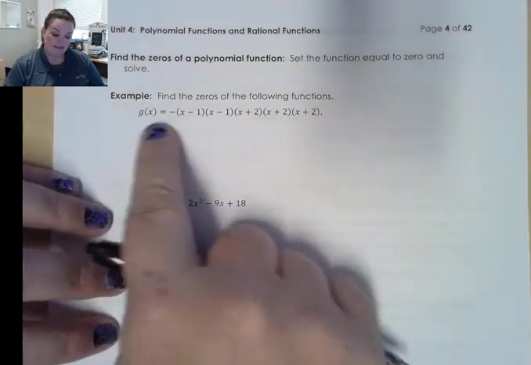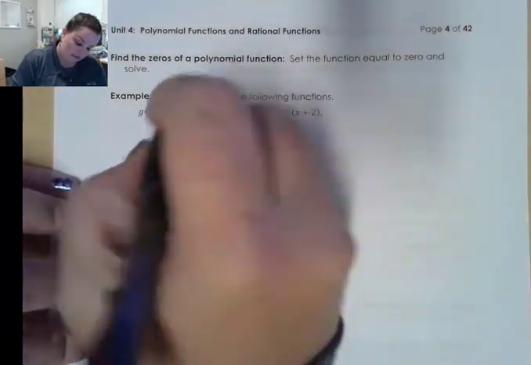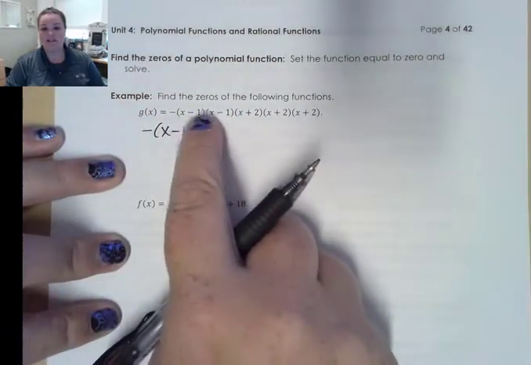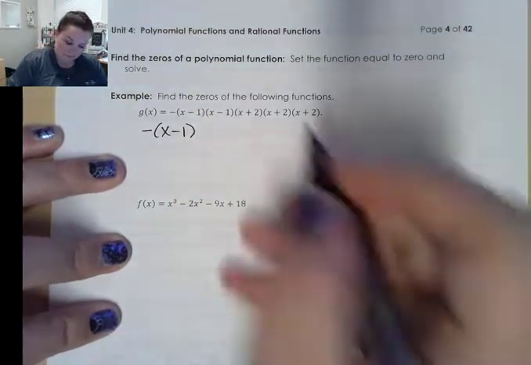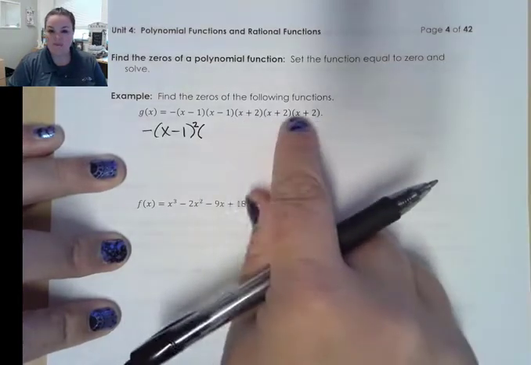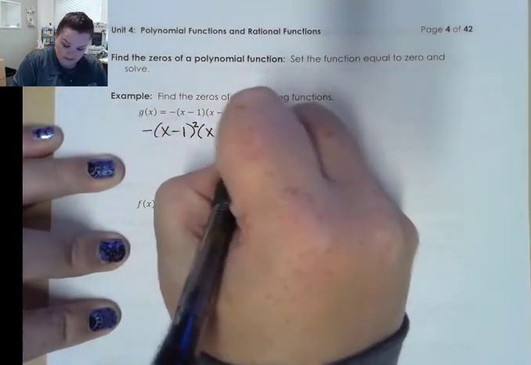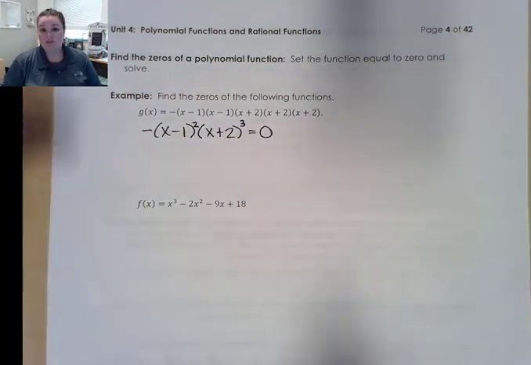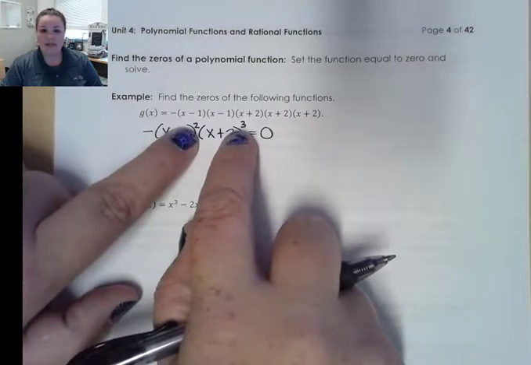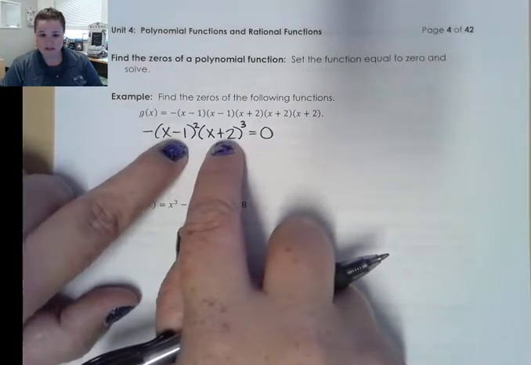Notice on this one, it's actually already factored for us. So all we have to do is set it equal to 0. So we do negative x minus 1, and since there are 2 copies of that, I'm going to write this as squared, times, and since we have 3 copies of the next one, I'm going to write this as x plus 2 cubed, and I'm just going to set it equal to 0 because we're solving for the zeros.